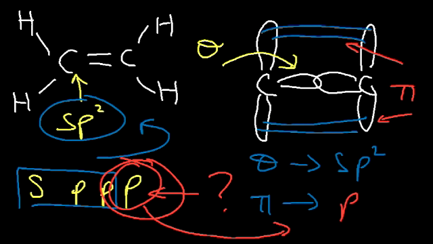So just make sure you realize that the pi bond is the unhybridized p orbital, and the sigma bond is the sp2 hybrid orbital. So hybridization is simply the process of mixing atomic orbitals. Now let's talk about bond length and bond strength.